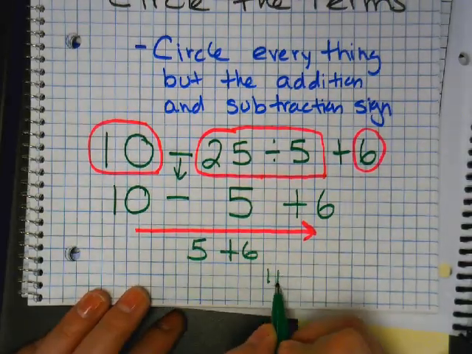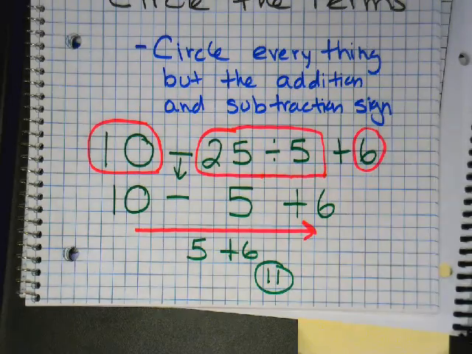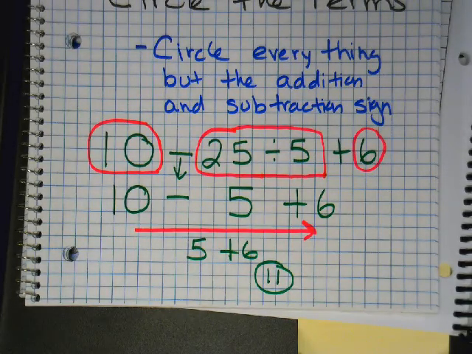Wait, what? I can't even see. Oh, it's 11? So, if we follow the correct order of operations, our correct answer is 11. If we do anything differently, you'll get a different answer, but it's not correct. So order of operations tells us what to do.